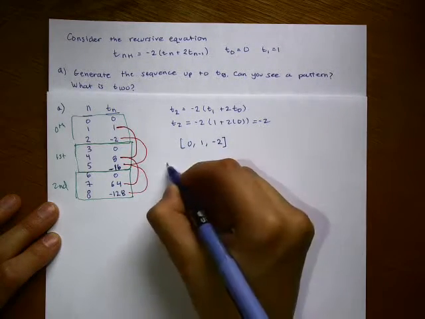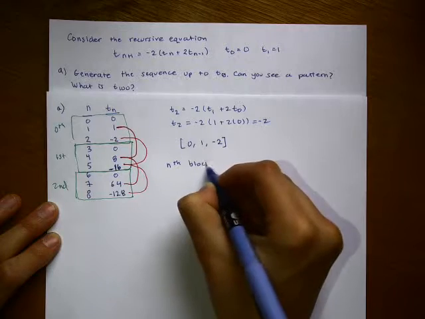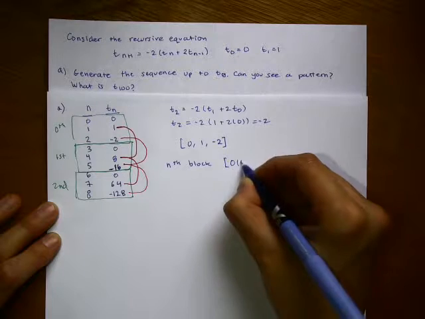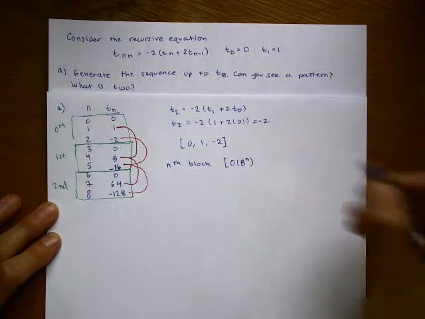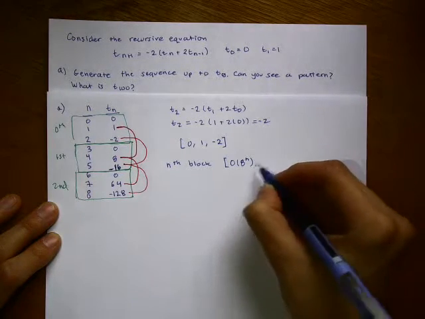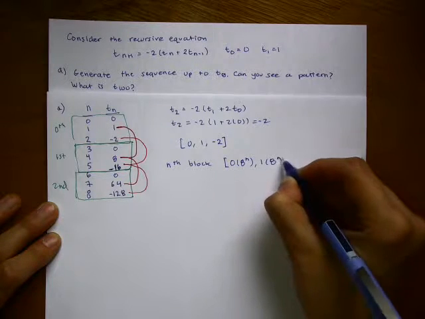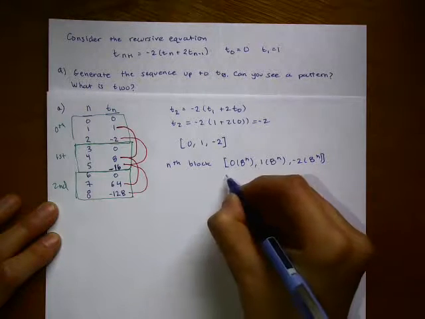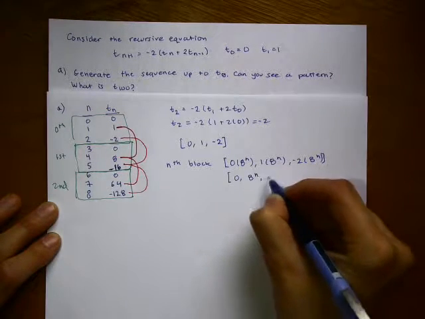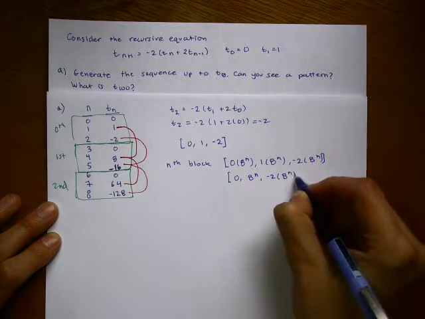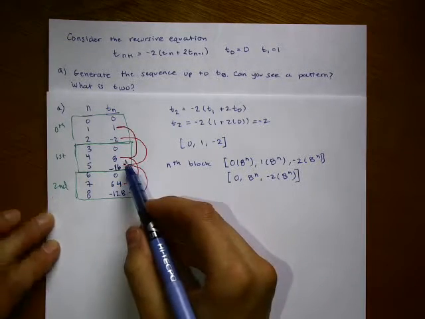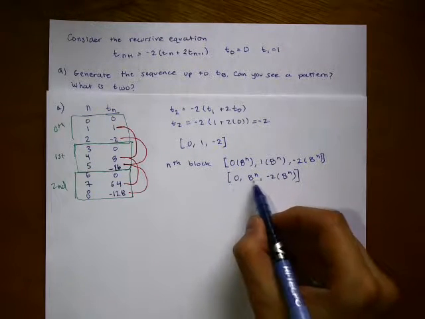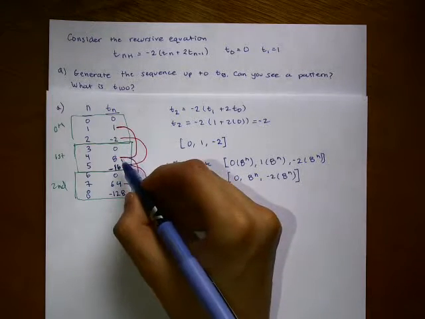And now to get to the nth block, we're taking our first terms and multiplying them by 8 to the power of n, however many blocks in. So if you wanted to calculate the first block, for example, you'd sub in 1 for n here, and you get 0, 8, and negative 16, which corresponds to the entries here.